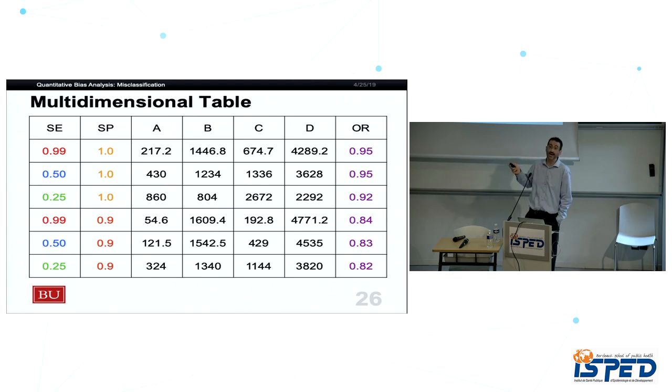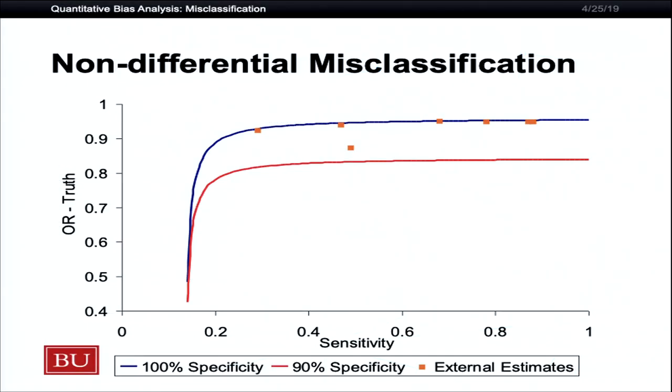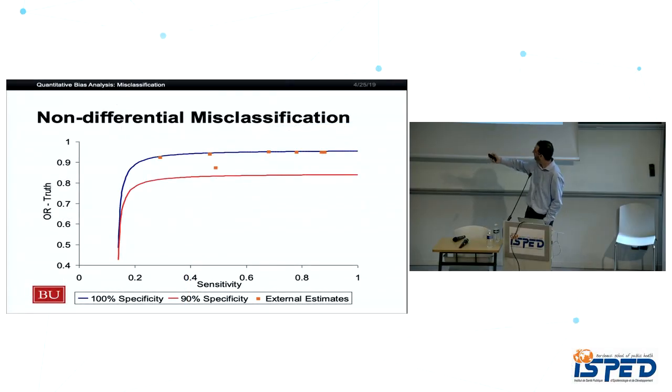And in fact, it turns out that despite the concerns that we might have, this data is not sensitive to non-differential exposure misclassification. These are different values of specificity. The blue line is 100%, the red line is 90%, and these are different values of sensitivity, and here I'm showing you what the true result would have been. And notice these lines are almost entirely flat until you get to incredibly low estimates, and then they start to go into completely implausible ranges.